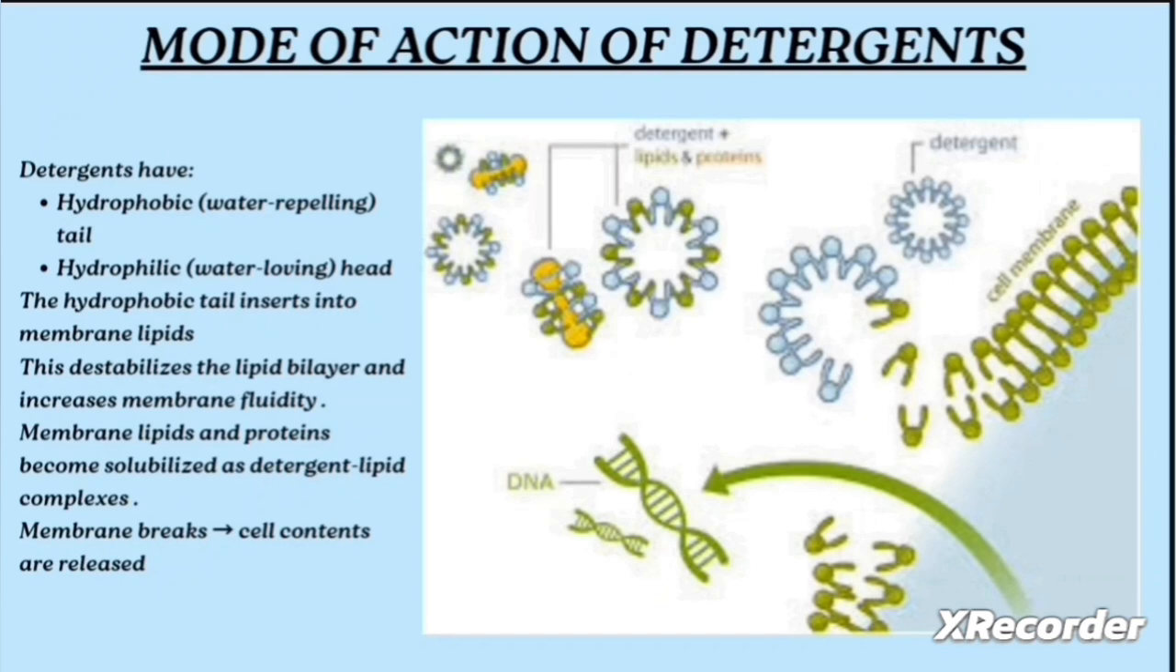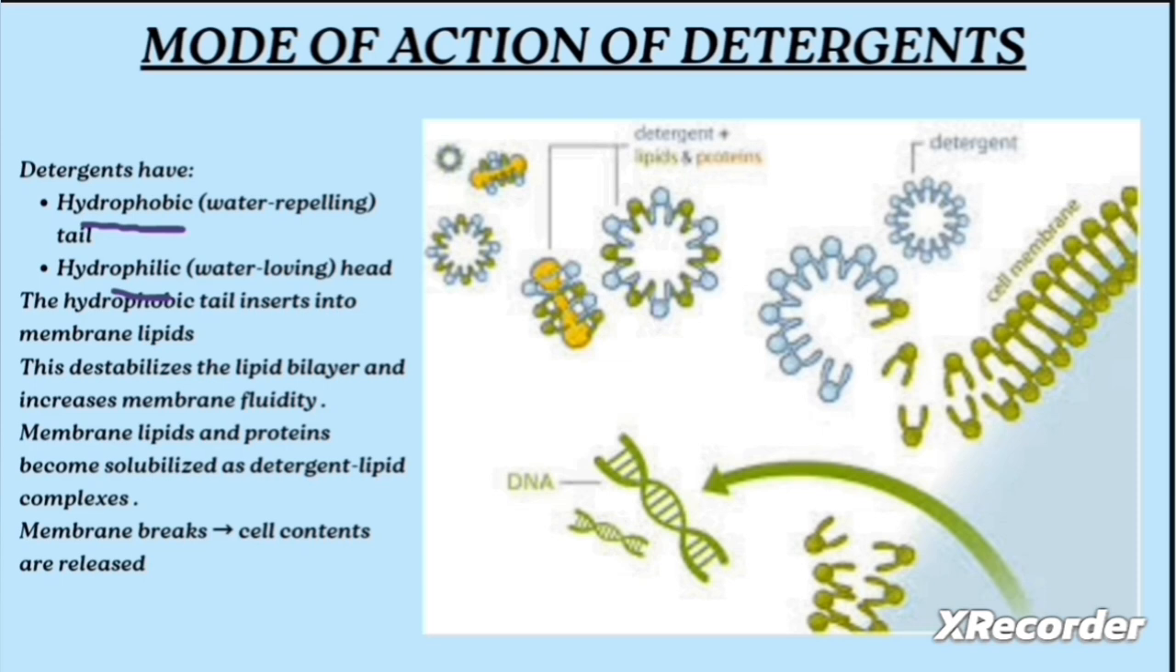So structurally, detergents have two important parts. One is a hydrophobic water repelling tail, that is, it has more affinity for lipids, and the other is a hydrophilic water loving head, that is, it remains in the aqueous layer, it has more affinity for water. So because of this dual nature, detergents can interact with both lipids, membrane lipids, and water.